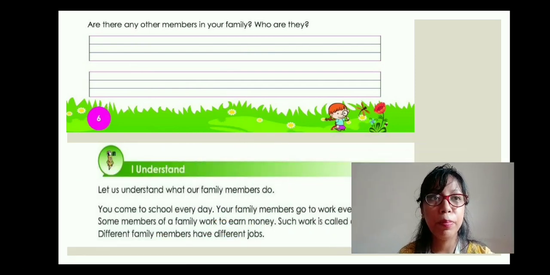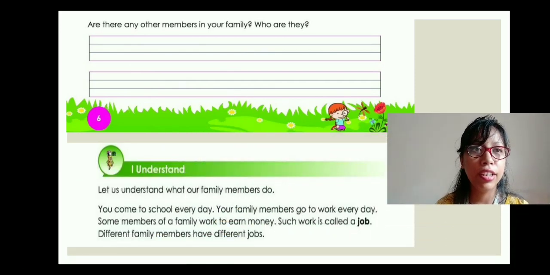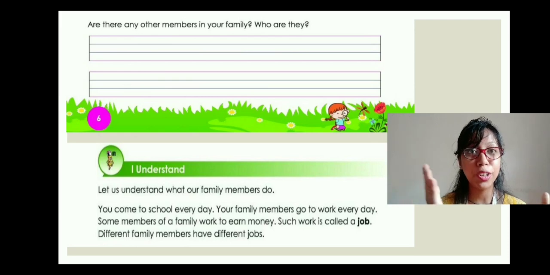Now let's come to page number 6. Below there is a question for you. Are there any other members in your family? Who are they? You have to find out whether you have other members in your family or not, and then write who they are. Are they your grandparents, aunts, uncles? So this is your homework. You do it. Okay.